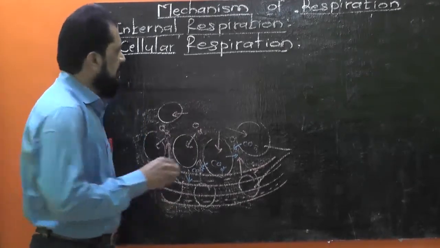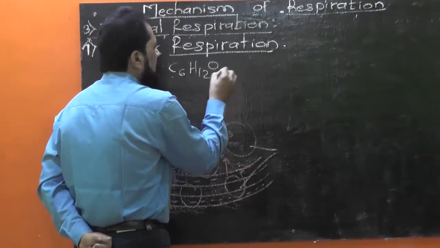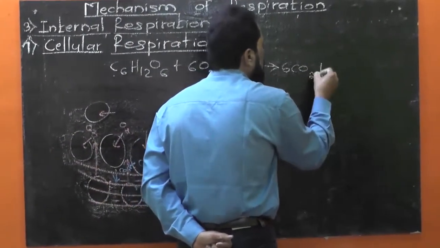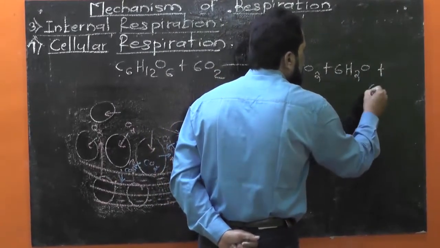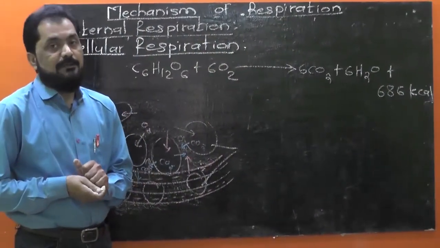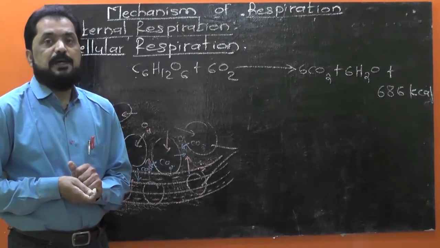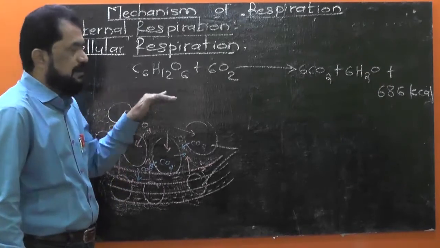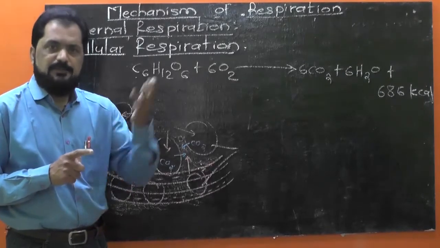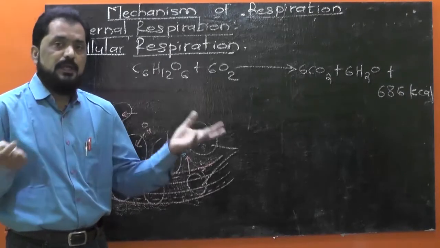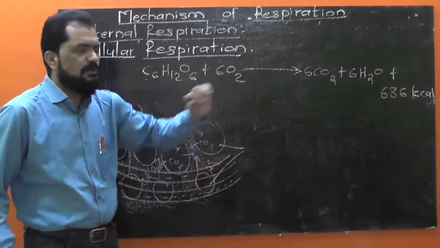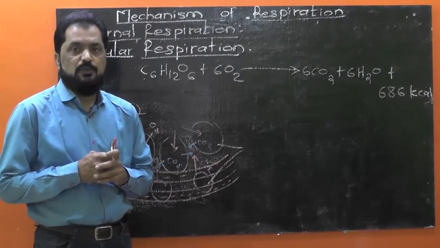We can represent it as C6H12O6 plus 6O2 gives 6CO2 plus 6H2O plus 686 kilocalories of energy. We have already studied in our 11th class that aerobic respiration involves the stepwise oxidation of glucose by the process of glycolysis, acetylation, Krebs cycle, and finally the terminal oxidation. During aerobic respiration, the glucose is completely oxidized to release a large amount of energy, that is 686 kilocalories.